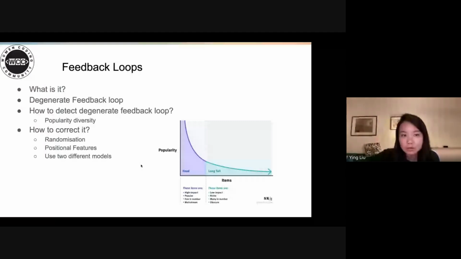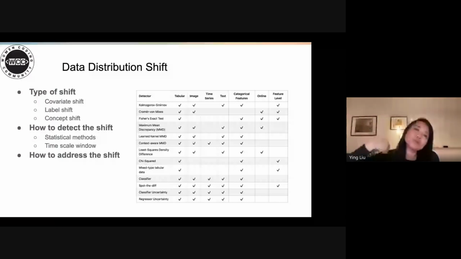So another thing is data distribution shift, which is also another reason to cause machine learning failure. I'm not going to go deeper into the shifts like covariate shift, label shift, and concept shift.